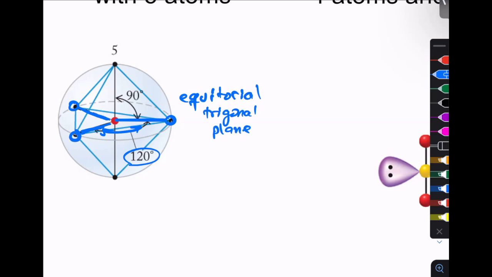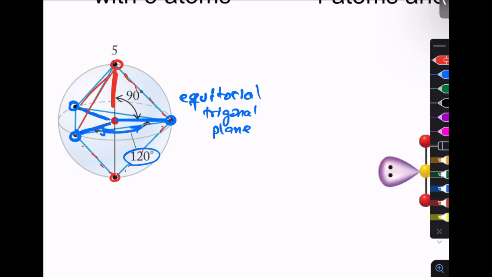And from that equatorial trigonal plane, we have 2 pyramids. We've got a pyramid on the top, and we have a pyramid on the bottom. You can see that drawn here with these little, those should really be dashed lines, showing you where the name comes from. There's 2 trigonal pyramids.